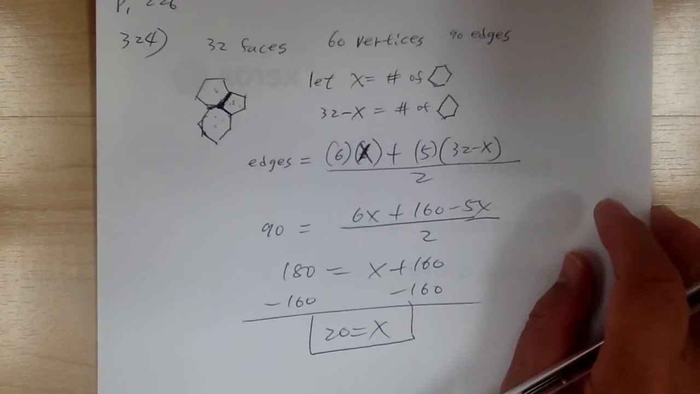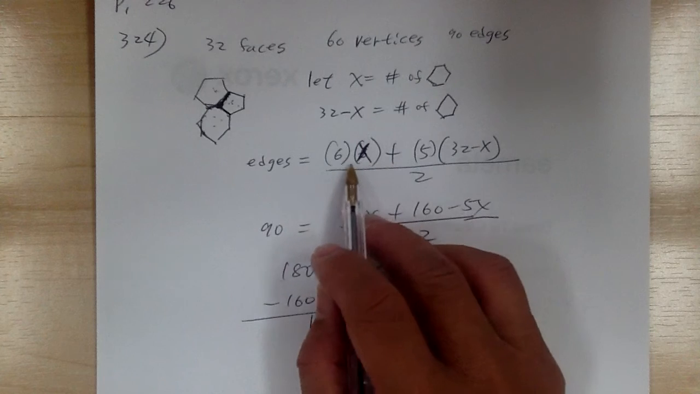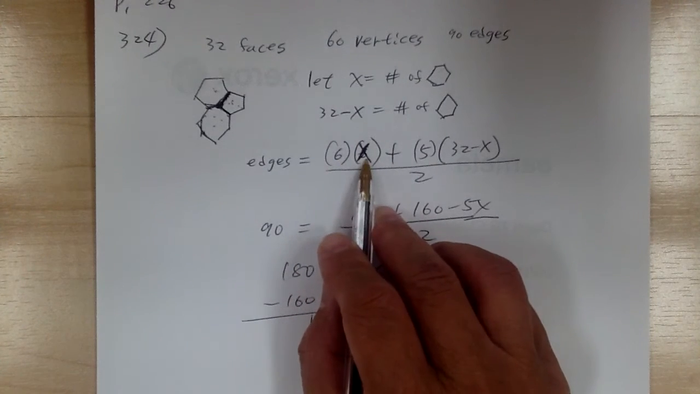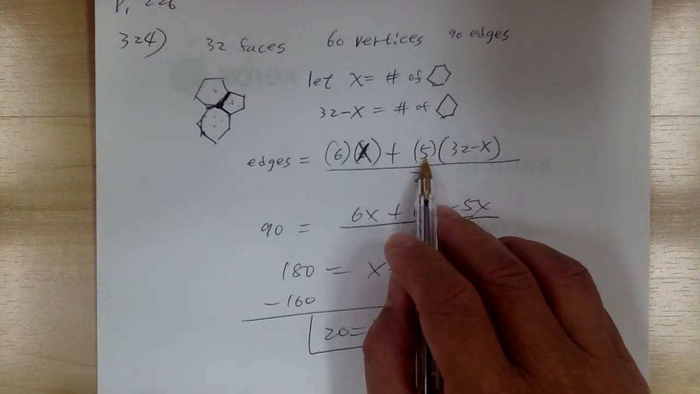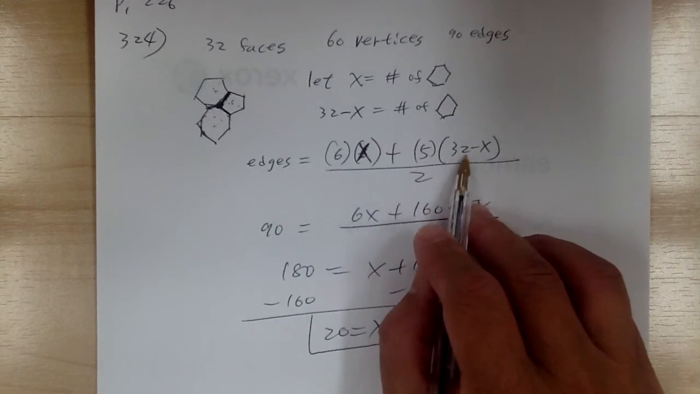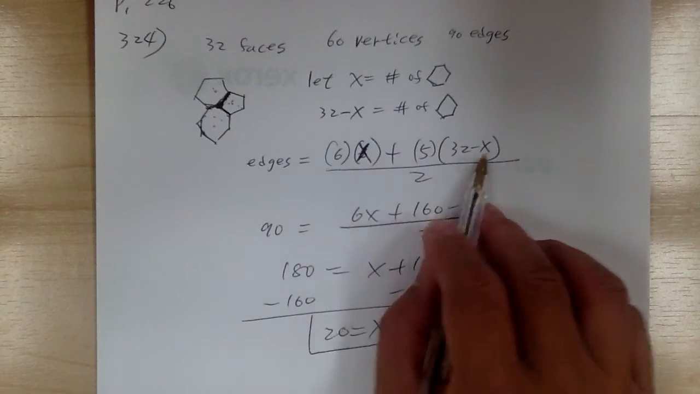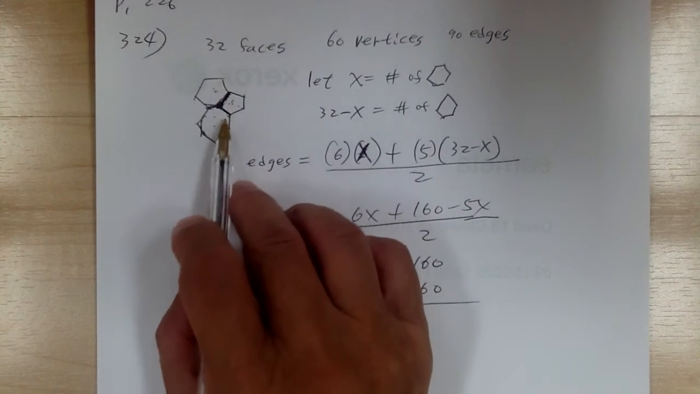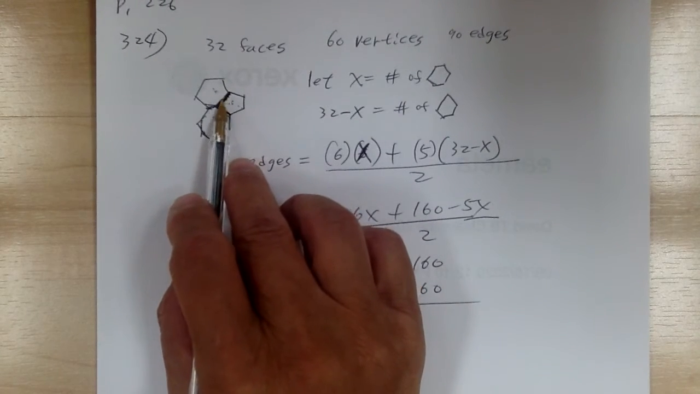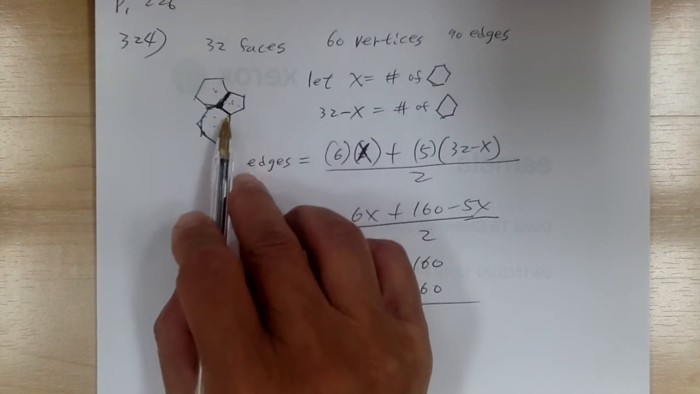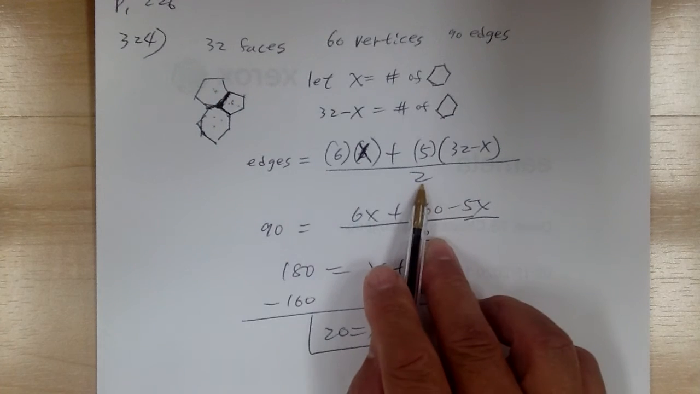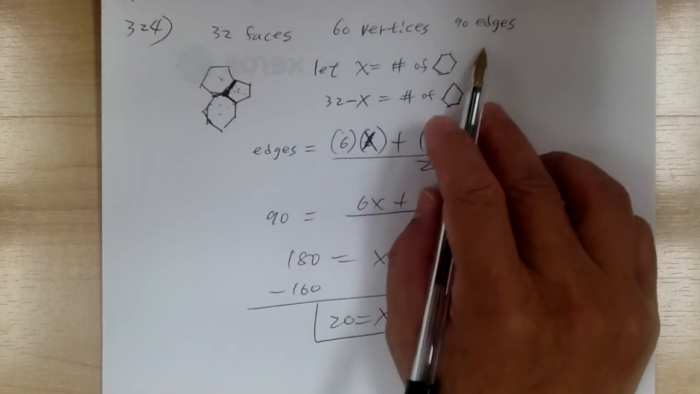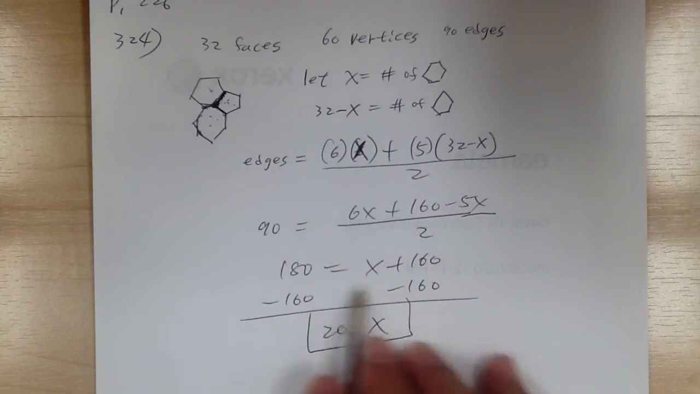Again, to sum up, look at the number of edges. Each hexagon has 6 edges, and there are x of them, so times x. Each pentagon has 5 edges, and there are this many, so 5 times that. This gives the total number of edges if they are separated, but because they are joined, every edge got counted twice, so you have to divide by 2. These edges give a total of 90, so put 90 in here and solve, and that's it.